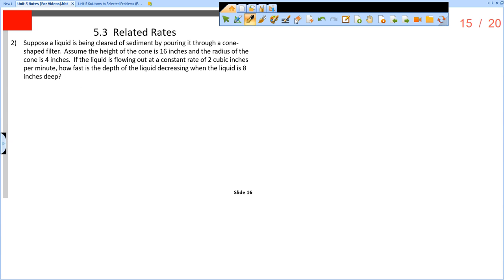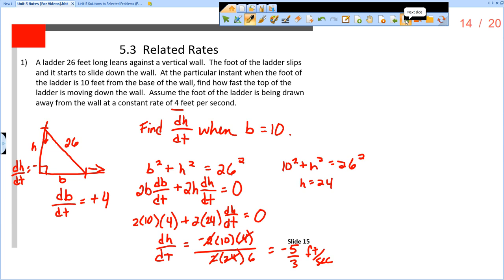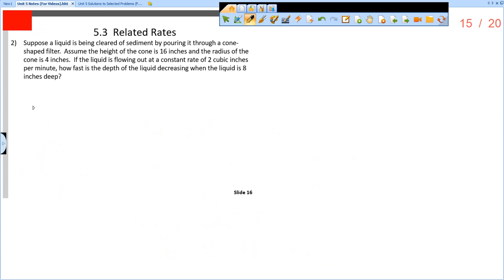All right. So remember, we want to go back and follow these steps, right? So we want to start off by drawing a picture. All right, so I draw a picture. So I have a cone shaped filter. Now, remember, this would be a cone that is facing this way, right? We pour the water in and then it leaks out the bottom, right? And the sediment stays in the filter, right?